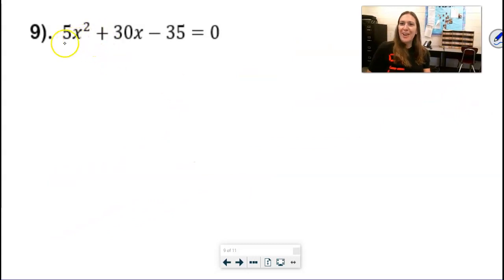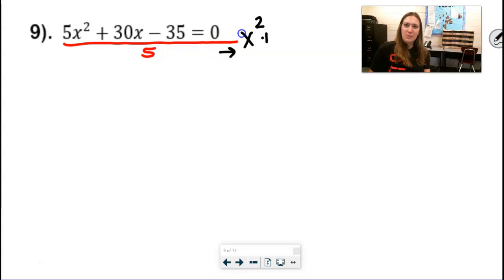I'm weird. Okay, so everything here gets divided by a 5. Why am I using blue? That's my C step. Another lazy trick, if you want to divide everything by 5, you can just do that. So my new quadratic is x squared plus 6x minus 7 equals 0.